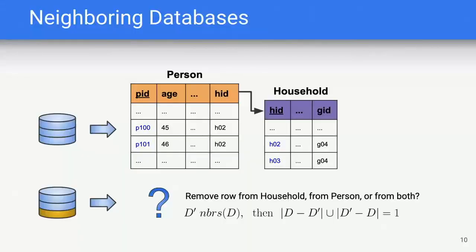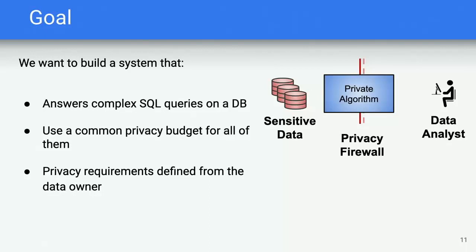So the data owner is the person who will say, okay, person is my private relation here. And this is a simple schema with only two relations, but you can have bigger schemas. Again, you would like to have the data owner specify the resolution of privacy.